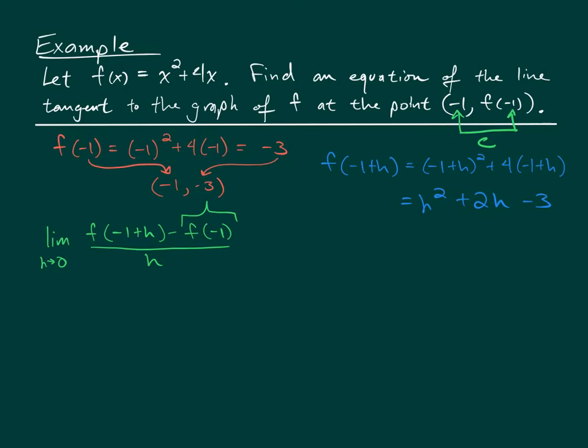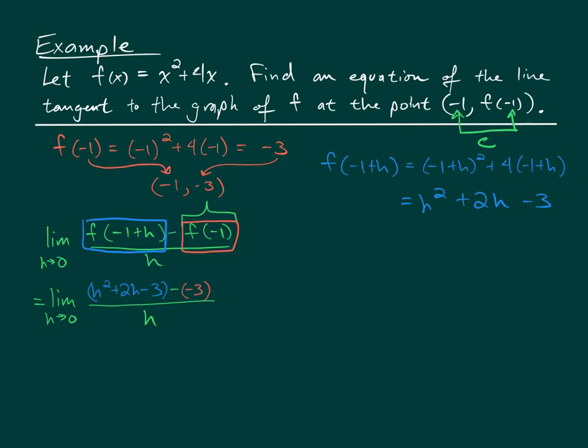So let's rewrite this limit over here. So this limit becomes the limit as h approaches 0 of h squared plus 2h minus 3 minus a negative 3 over h. And as tempting as it may be to factor this, don't. It will not help you to factor this as you're trying to go through and find the limit.